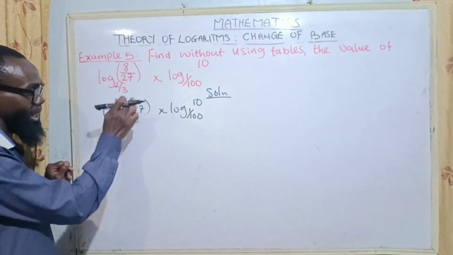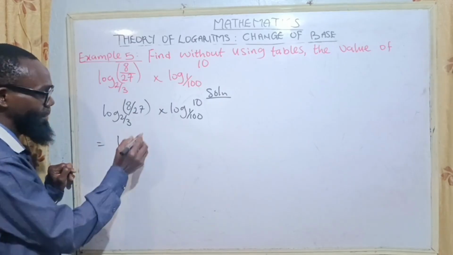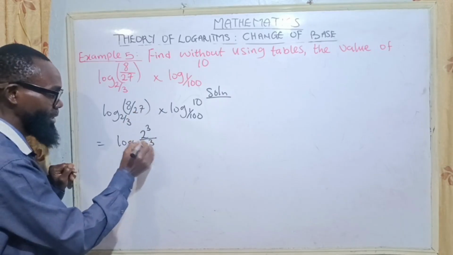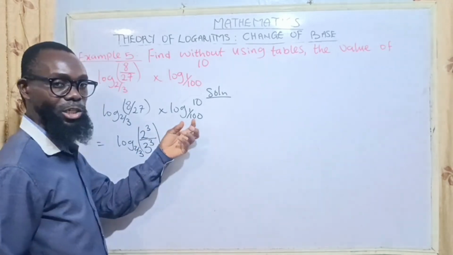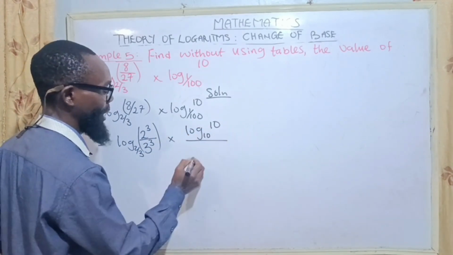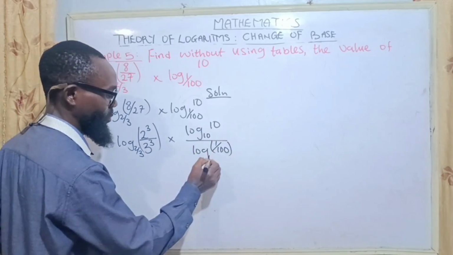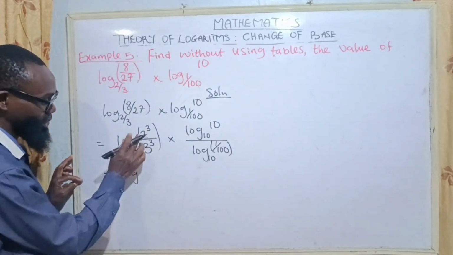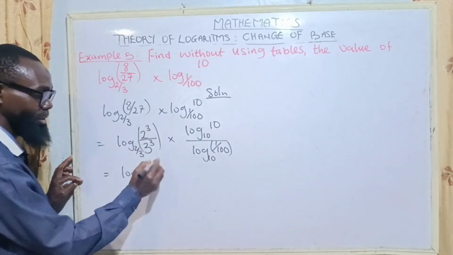Now, I want to express this one in brackets to this base. Log 8 can be written as 2 raised to the power 3 over 27, 3 raised to the power 3, base 2 over 3 times, let me do change of base here, log 10 to base 10 over log 1 over 100 to base 10. So I now have log, this one I have this 2 over 3, 2 over 3. Both of them have power of 3.